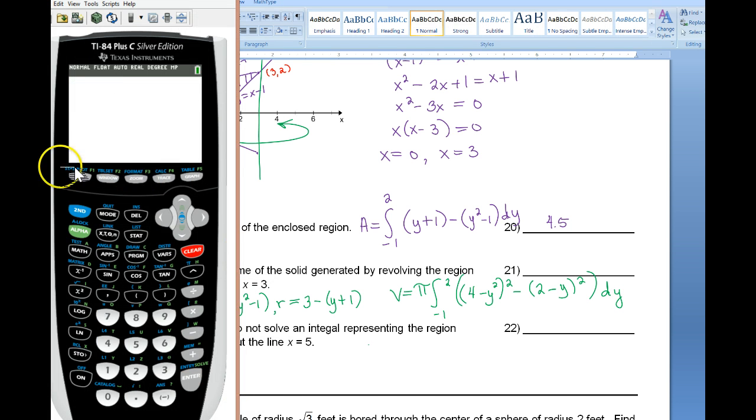Okay, so let's check that with math 9, we have from negative 1 to 2 of (4 minus x squared) squared minus (2 minus x) quantity squared dx. So I get 21.6, so it'll be 21.6 pi, which is about 67.858.